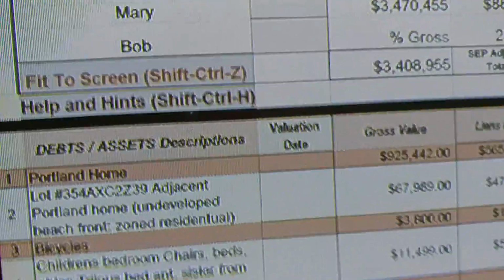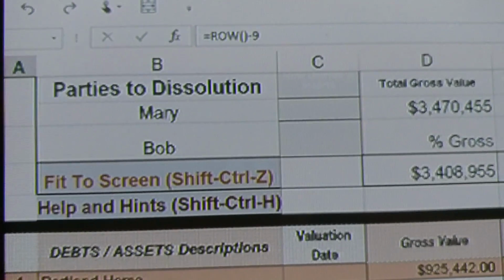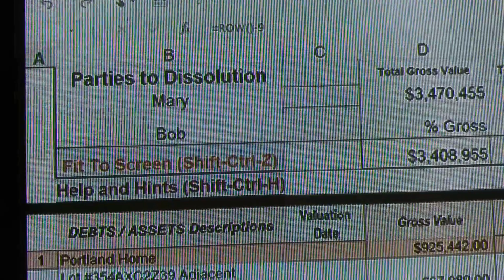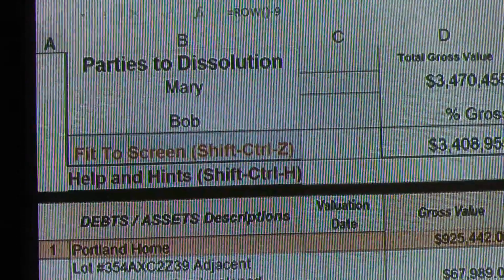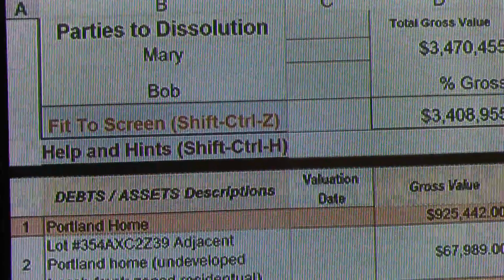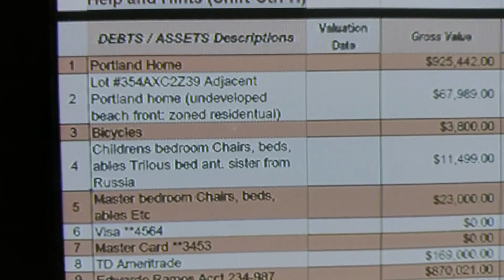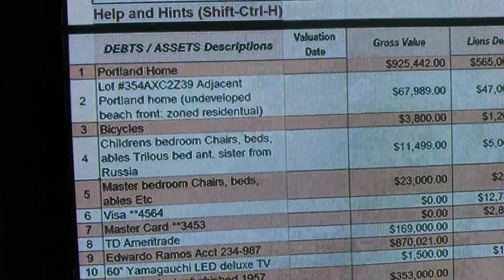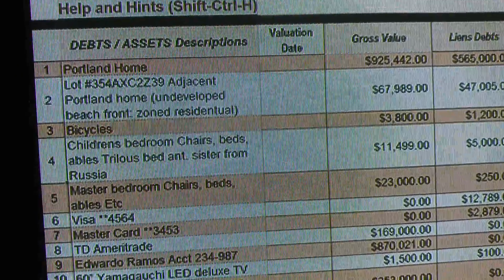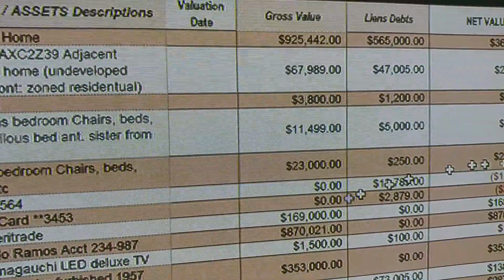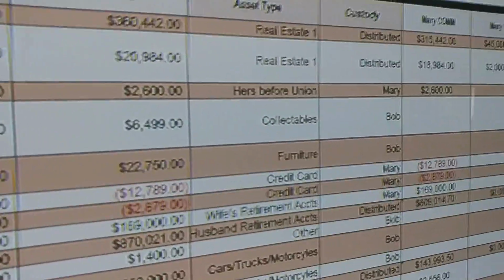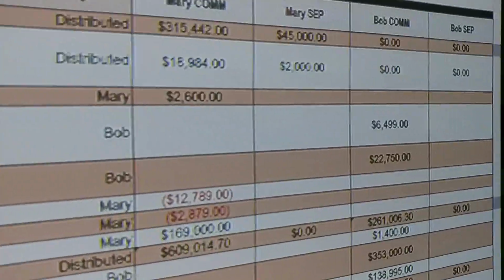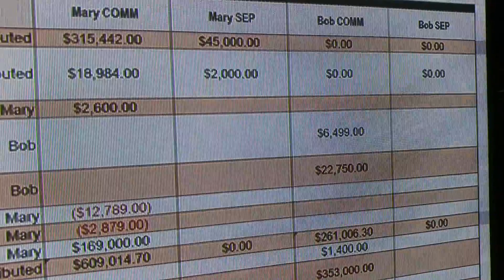If you remember from the last video, this was a contest between Mary, the salsa dancer, and Bob, and she's ready to leave him and move on to other things. This workbook that you're looking at right now is much like the one we left last time, with some alterations that we made. As you can see, there's the Portland home and the lot and the bicycles and everything else, and then all the other information about those properties and assets and how they're to be divided.